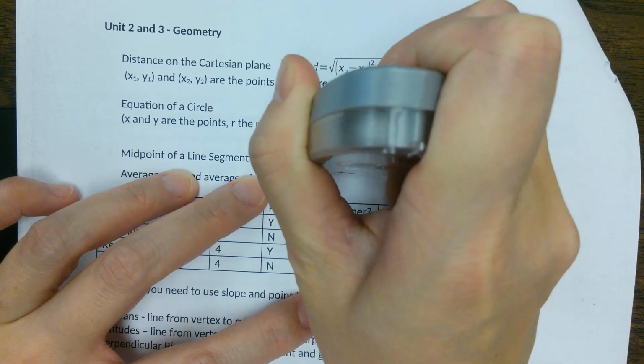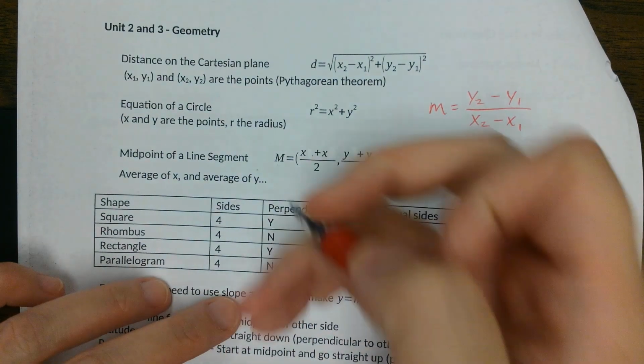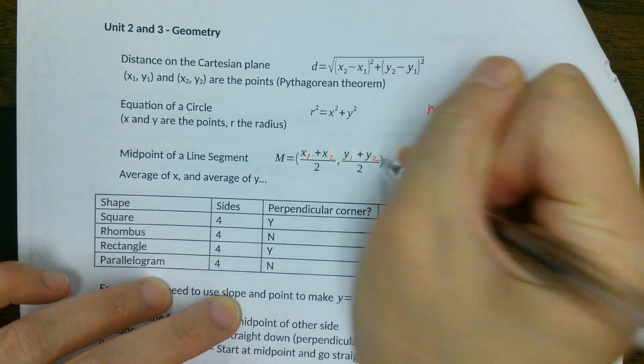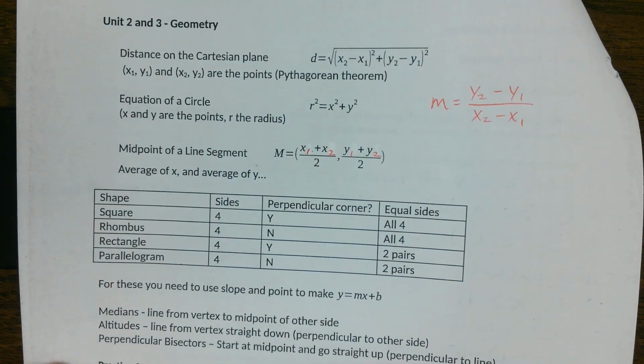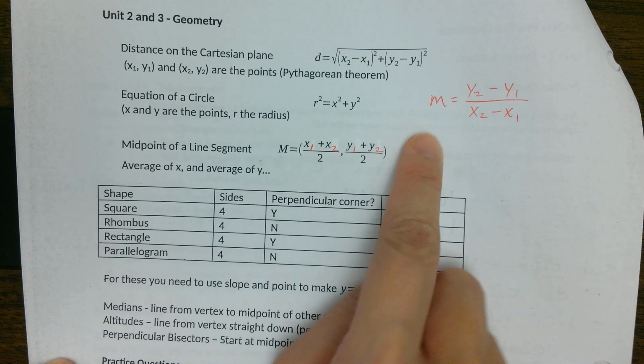In case it confused you guys. Okay, so those should be subscripts right here: 1, 2, 1, 2. Okay, so make sure you memorize these formulas.